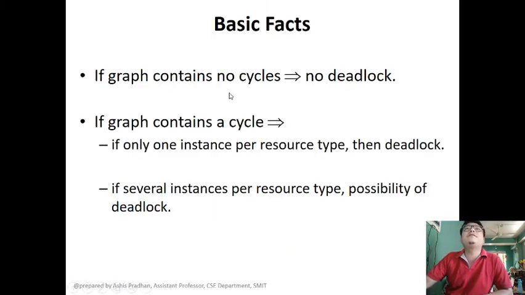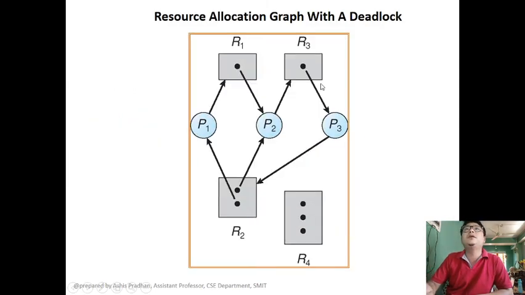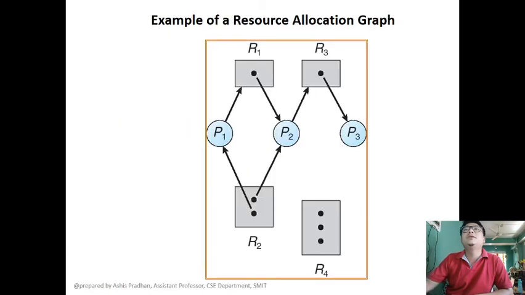So if a graph contains no cycle, no deadlock. Okay, so we'll see the first example. Can you see over here, is there any cycle? Arrowhead going from here to here, here to here, here to here, here to here. There is no cycle.